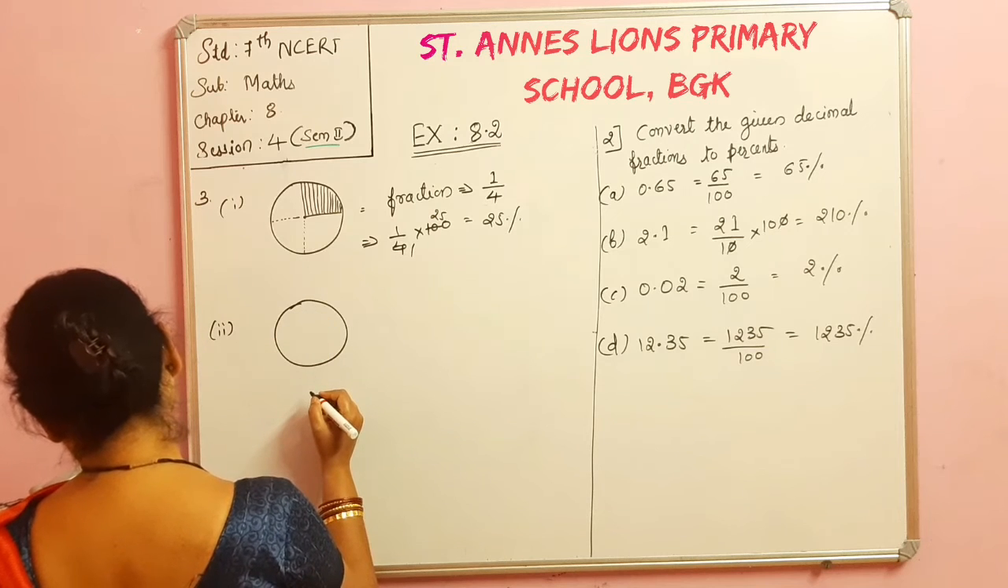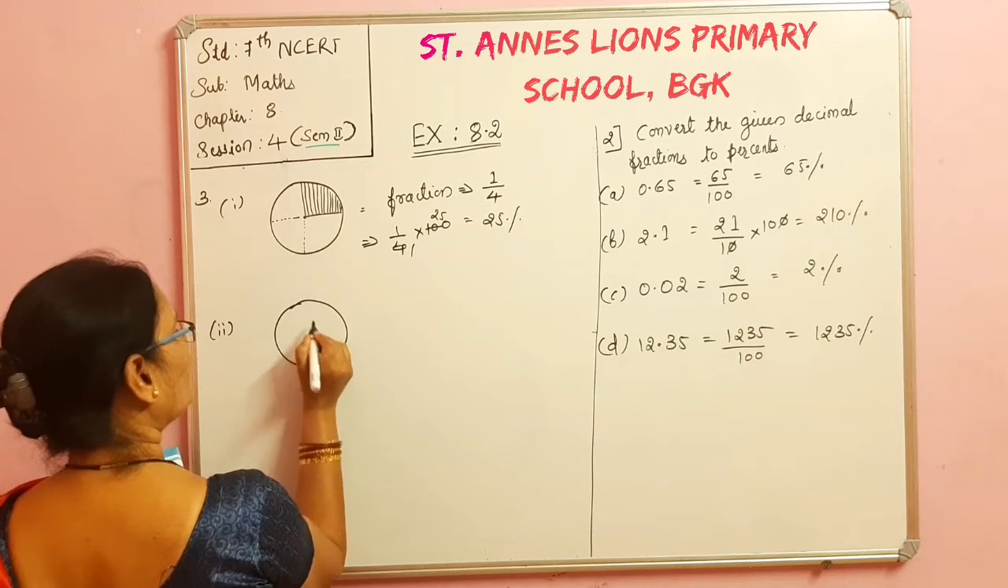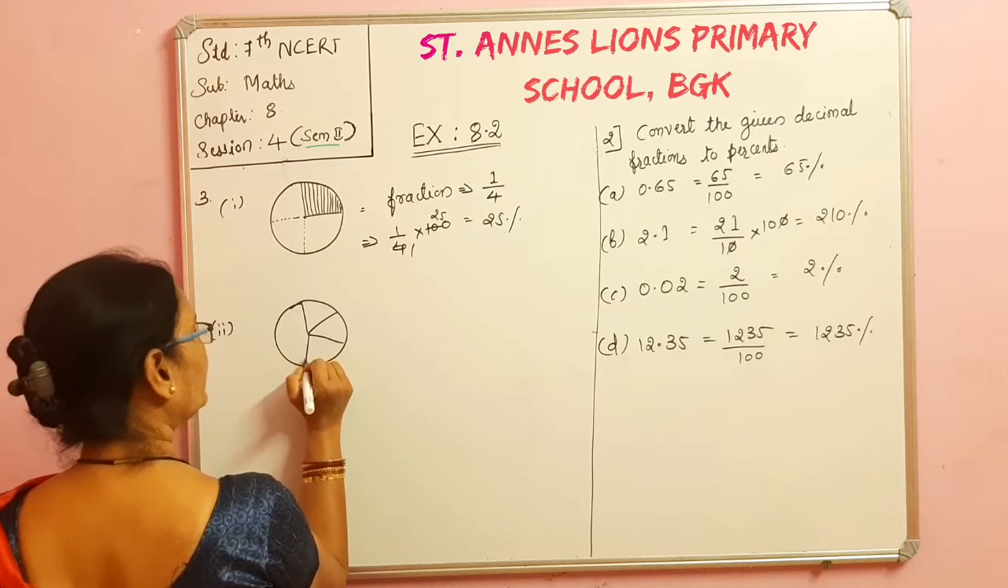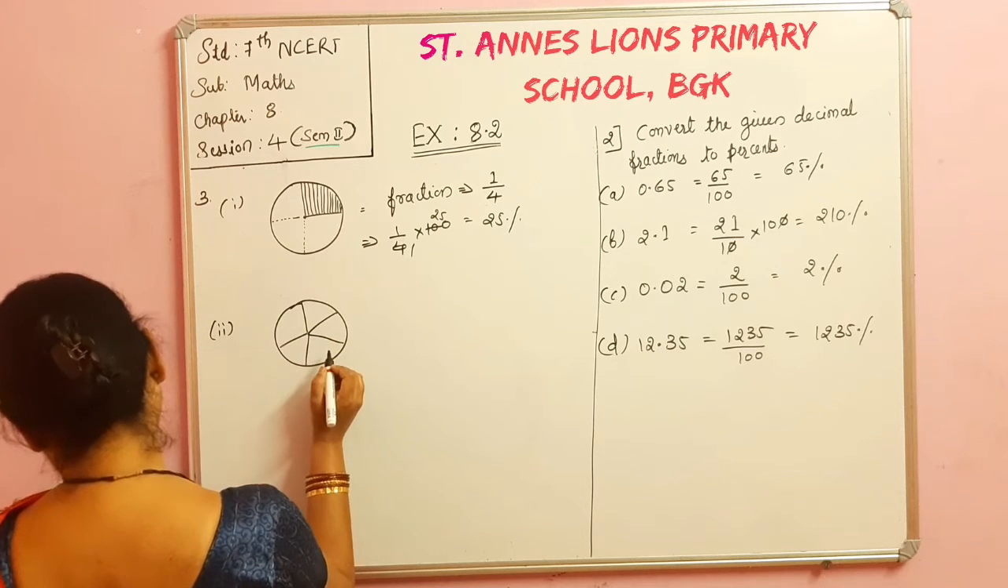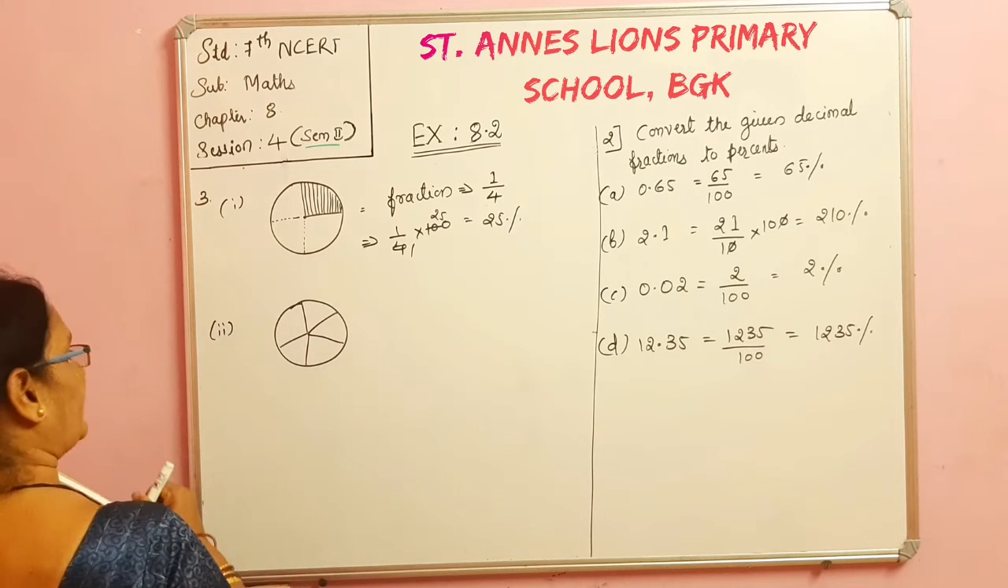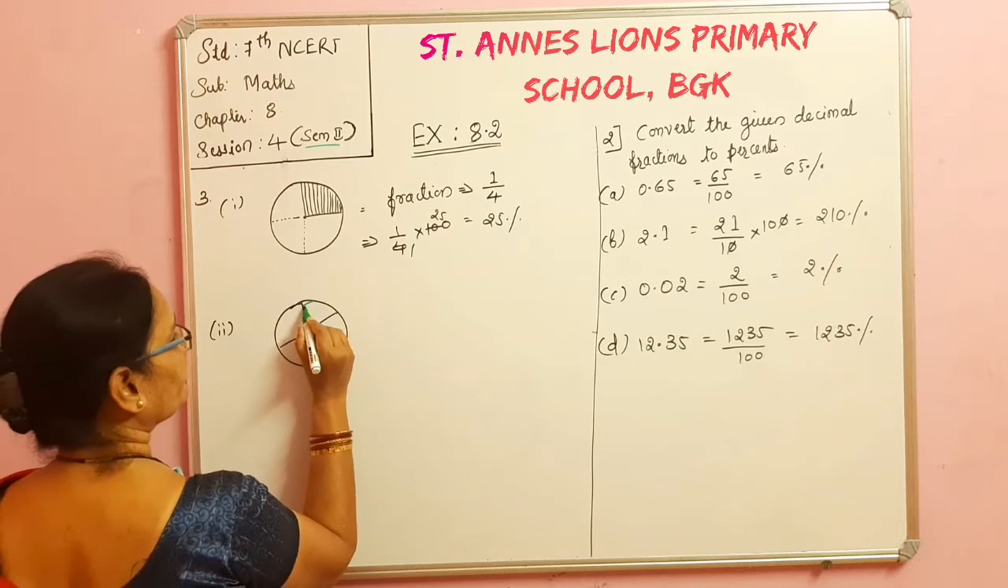How many parts are there? 1, 2, 3, 4, 5 are there. So, 1, 2, 3, 4 and 5. In that, see how many parts are shaded? 3 parts are shaded.